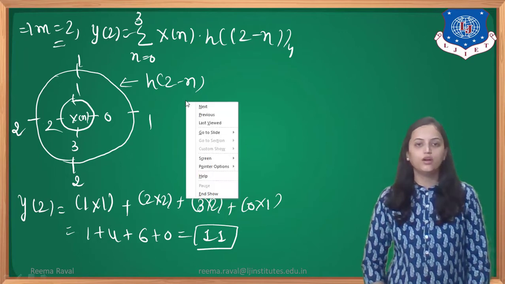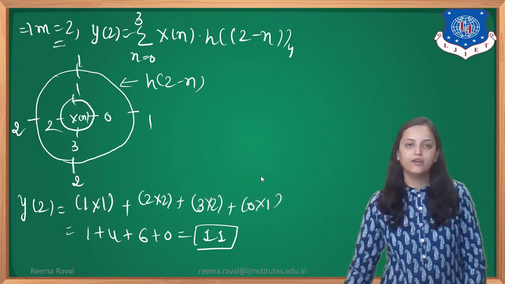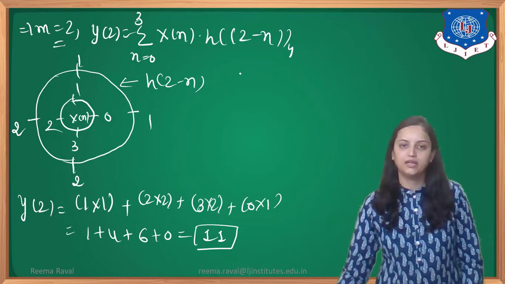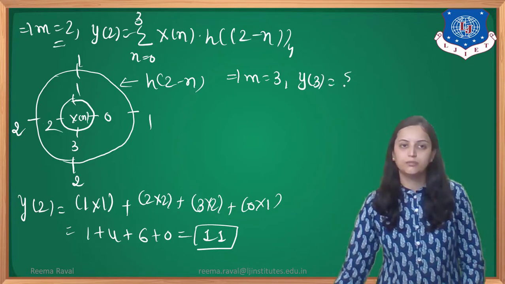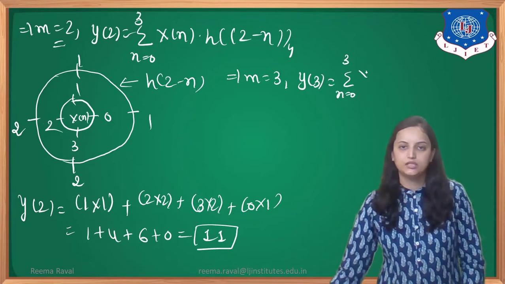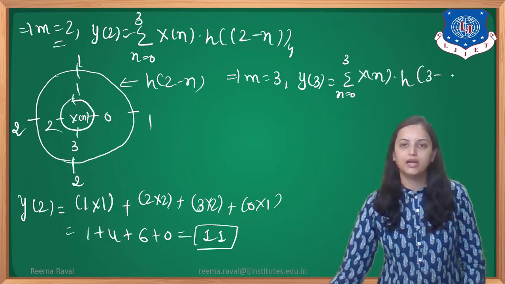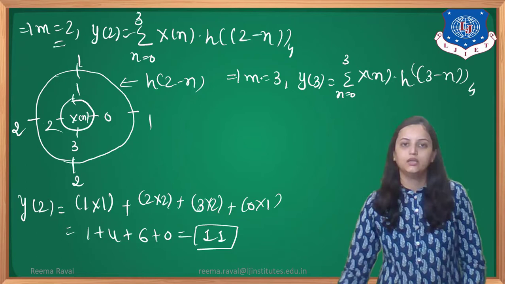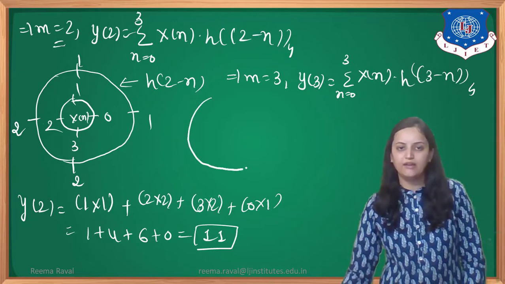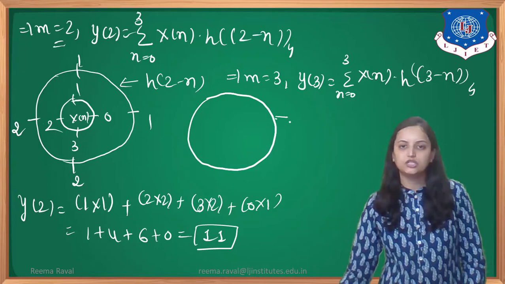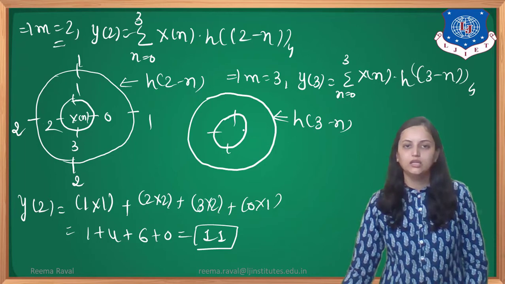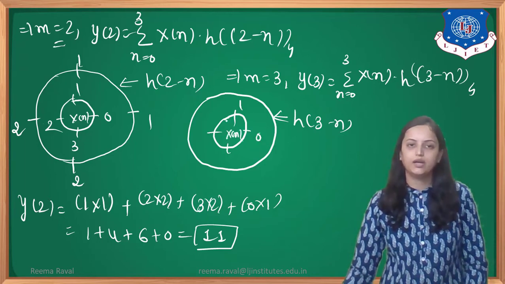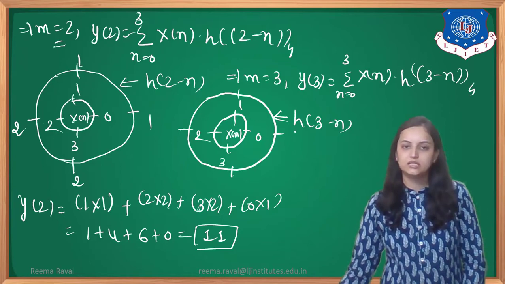In the same way, let's do it for m equals to 3 here only, so we can identify the difference between 2 minus n and 3 minus n. If we take m equals to 3, we will get y of 3, that is equal to the summation of n equals to 0 to 3 of x of n into h of 3 minus n for 4 points. If we compare this diagram, we have to shift it by 1 point to get h of 3 minus n, and inside this circle we will always have x of n, which has the values 0, 1, 2 and 3. So the next values are 2, 1, 1 and 2.